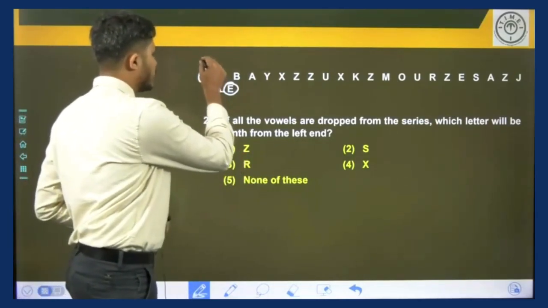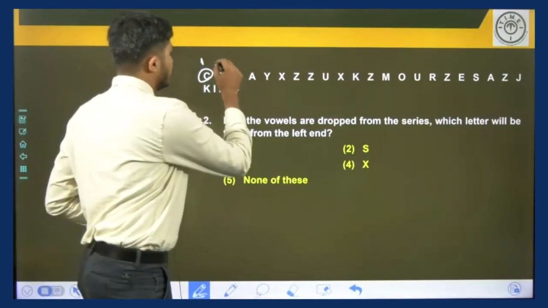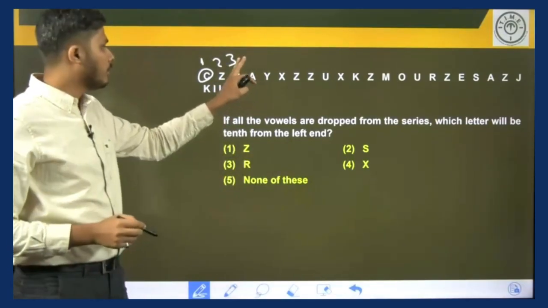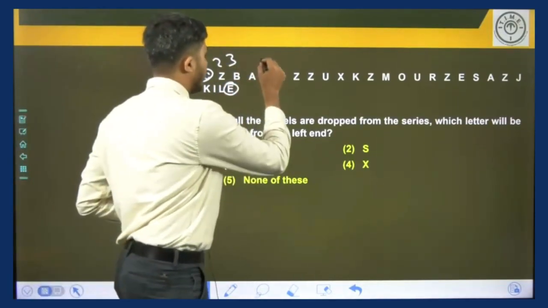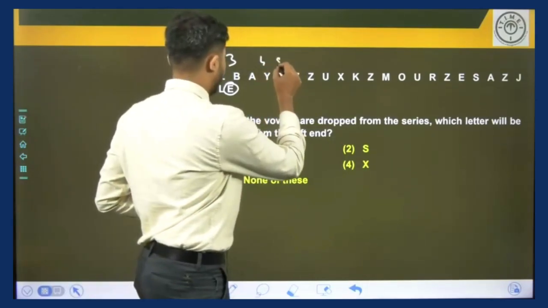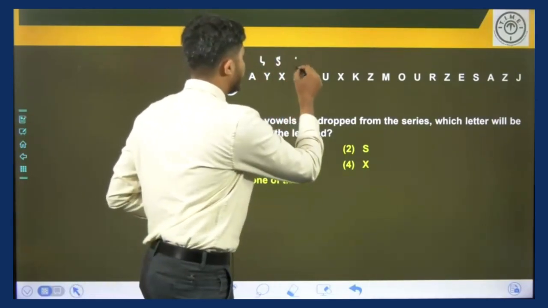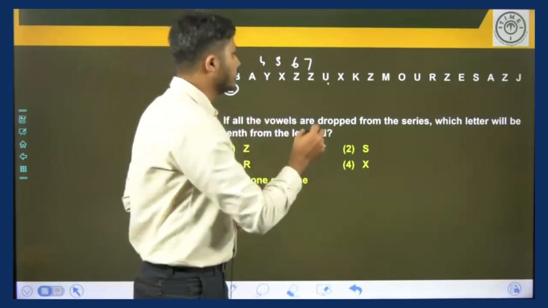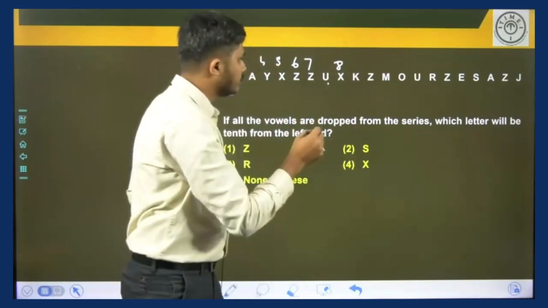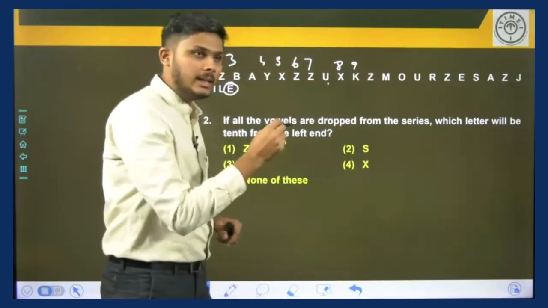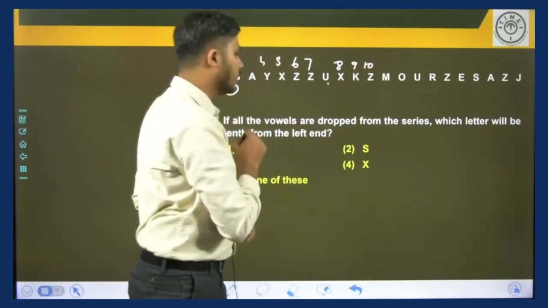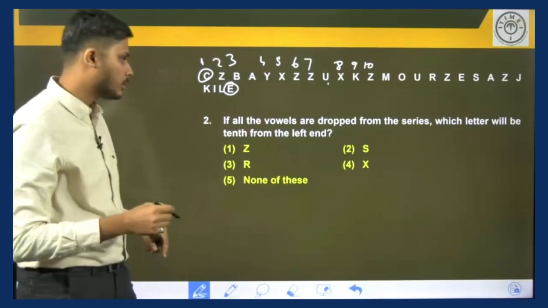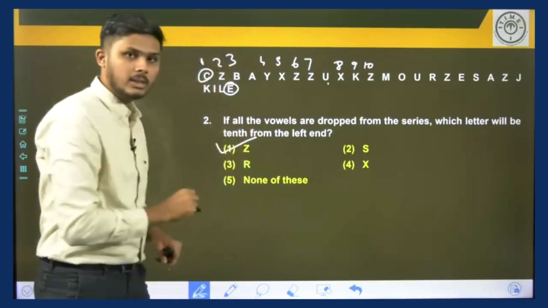So C is the first consonant, Z second, B third. Since the vowel is dropped, we don't count this. Then Y fourth, X fifth, Z sixth. Then the next Z seventh. This is not counted. X is 8th, K is 9th and Z is the 10th consonant. So this is the 10th letter from the left hand after dropping the vowels. So option 1 is the right option.